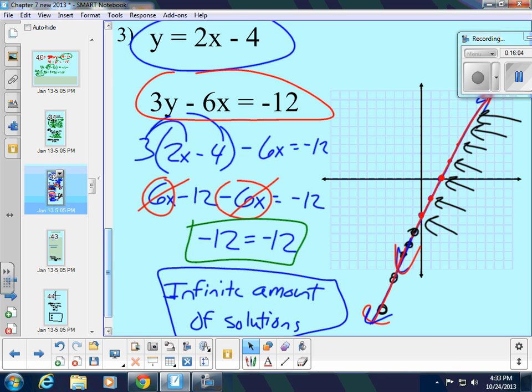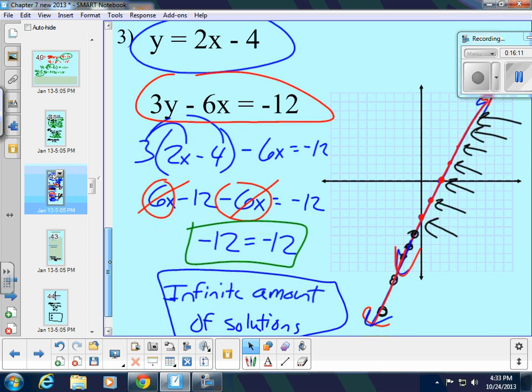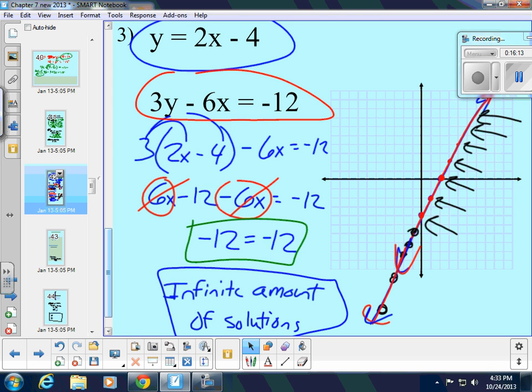Since these two equations represent the exact same line of solutions, this last special case is the case where there's an infinite amount of solutions, something else we could run into when we're solving using substitution.